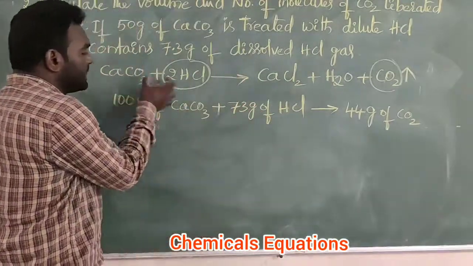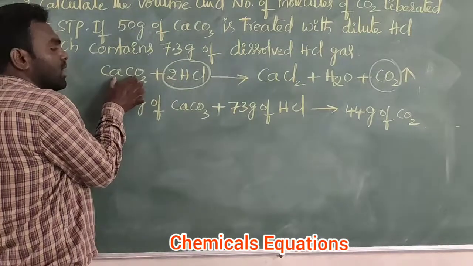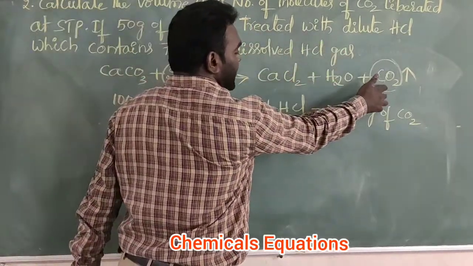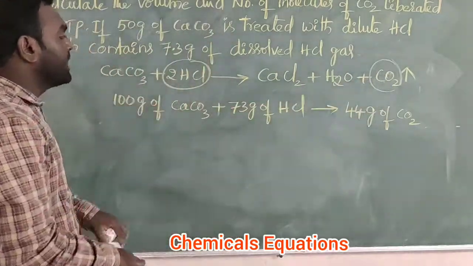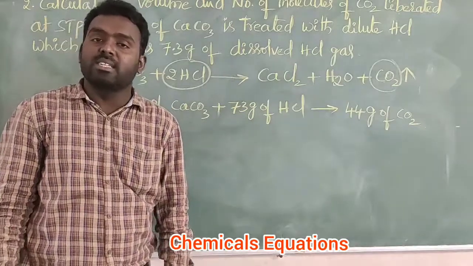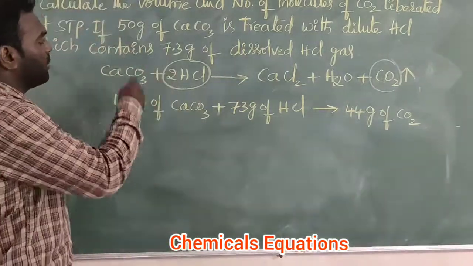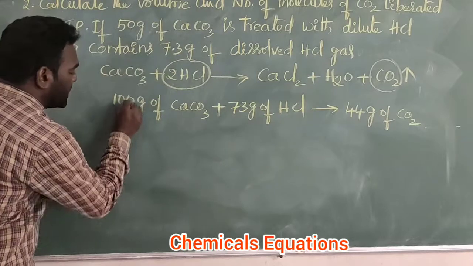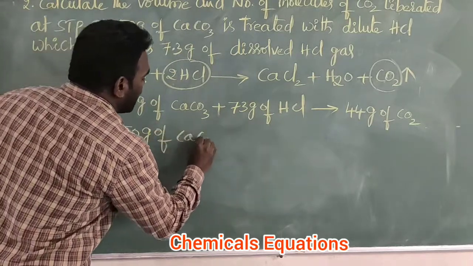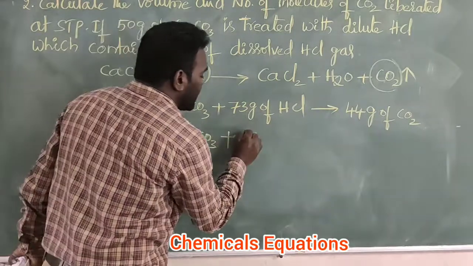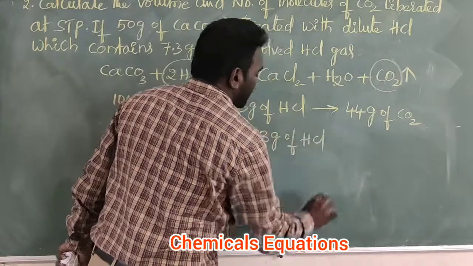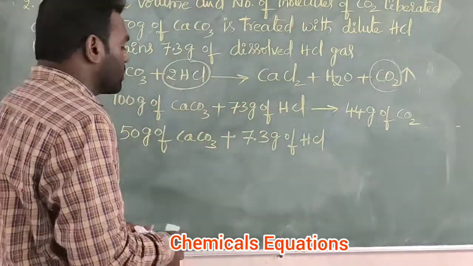Here the important point is that calcium carbonate reacts with hydrochloric acid and produces carbon dioxide gas. Here you will observe that they gave the relationship between hydrochloric acid versus carbon dioxide. By reading the problem, 50 grams of calcium carbonate is given, and 7.3 grams of HCl is given.